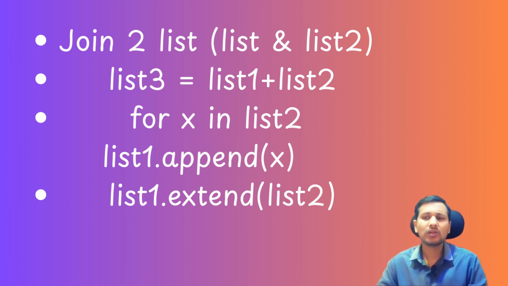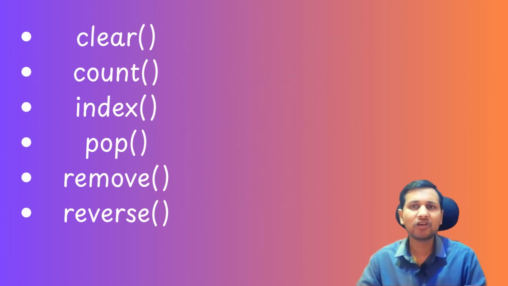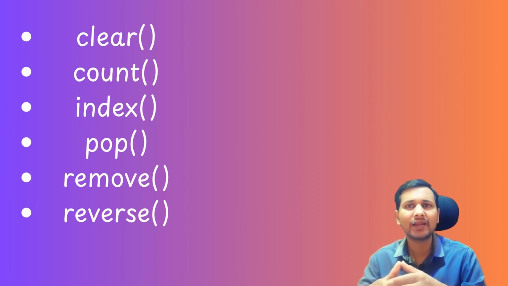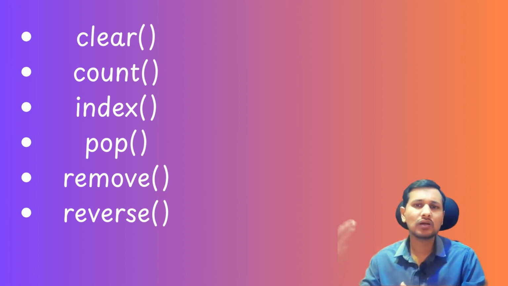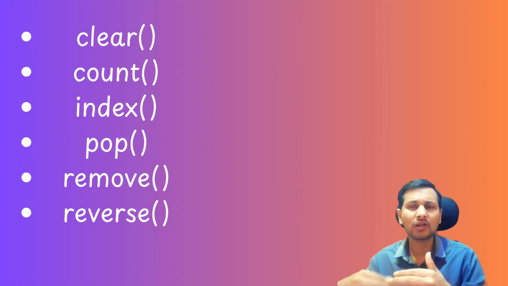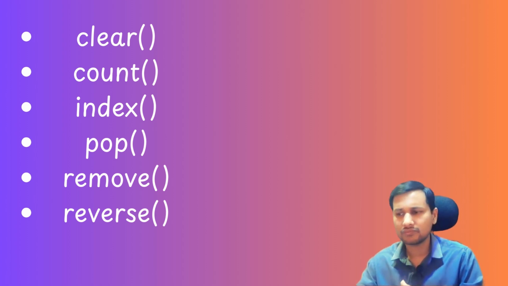Now there are some other methods. The clear method is used to empty the list. Count counts the occurrences of a particular value. Index is used to find the position of the value which we provide. Pop is used to pop a particular element. Remove is for removing a value from the list. Reverse is to reverse the list.